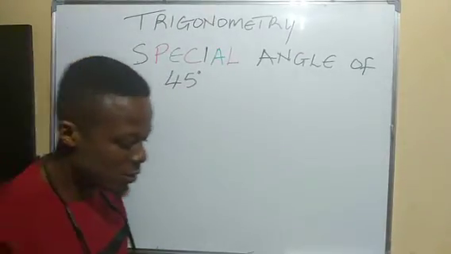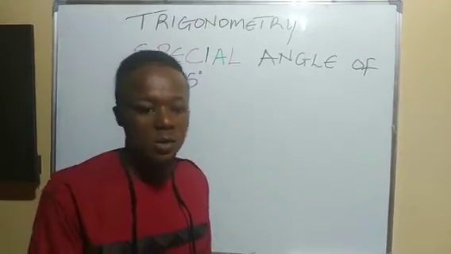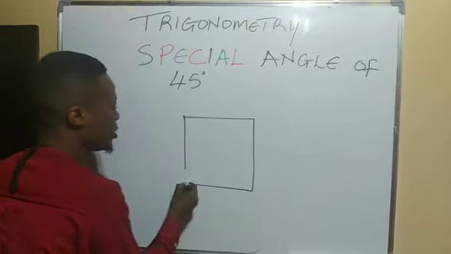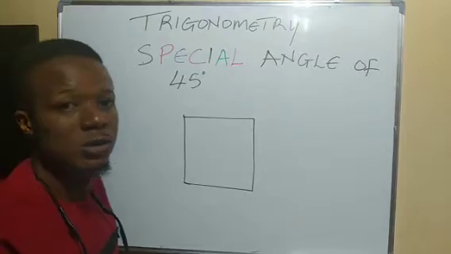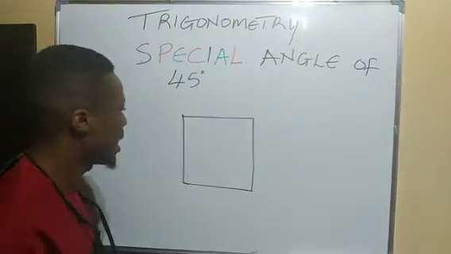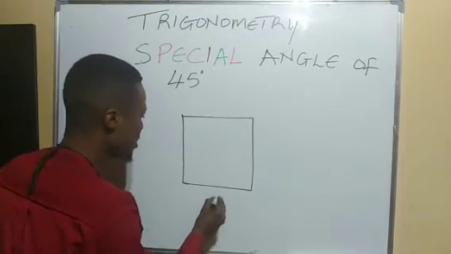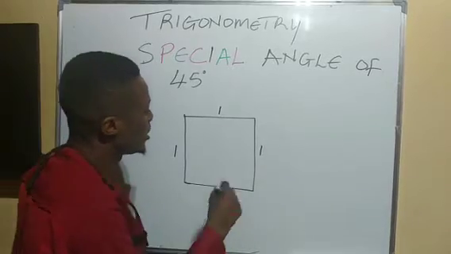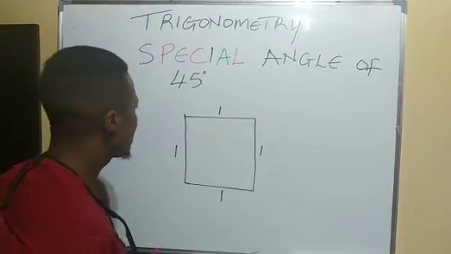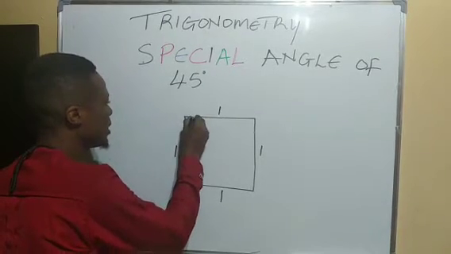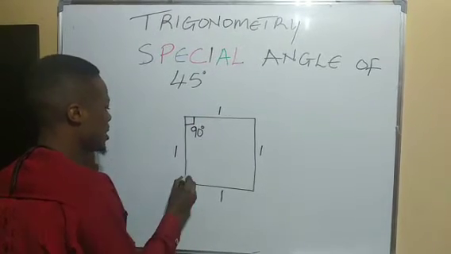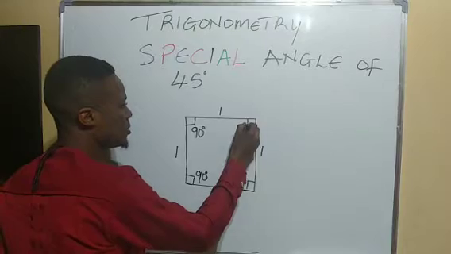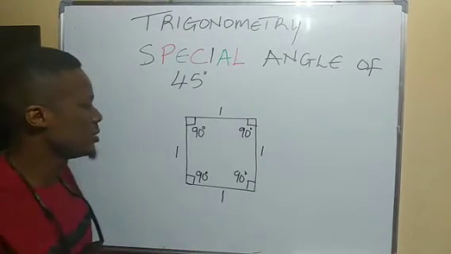So if you want to get the special angle of 45 degrees, you can draw a square. Remember, a square is a quadrilateral or a plane shape having four equal sides. So all the sides of a square are equal in length. Let's assume that here is 1 unit. It means that all the sides will also be 1 unit because a square has four equal sides. Another property of a square is that all the angles are equal, and the size is 90 degrees. So all these angles are equivalent to 90 degrees.